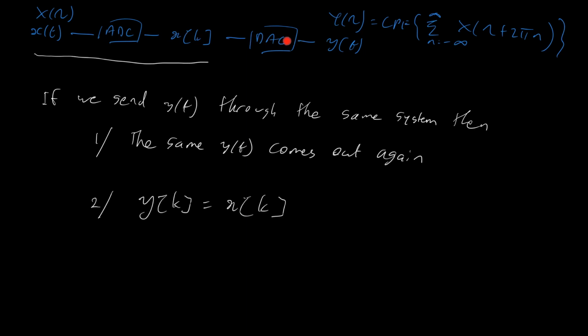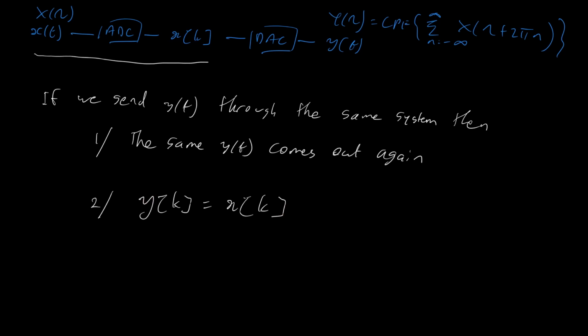This is because our D to A converter is performing an ideal reconstruction as we described in part 2, and in an ideal reconstruction we know that the signal we're reconstructing agrees with the sample points, so we know that y at any integer time k is equal to x of k from the first time through the system. So y of t, when it goes in, we know that the sampled values agree with the input values at integer times. Therefore, we get that y of k is equal to x of k.